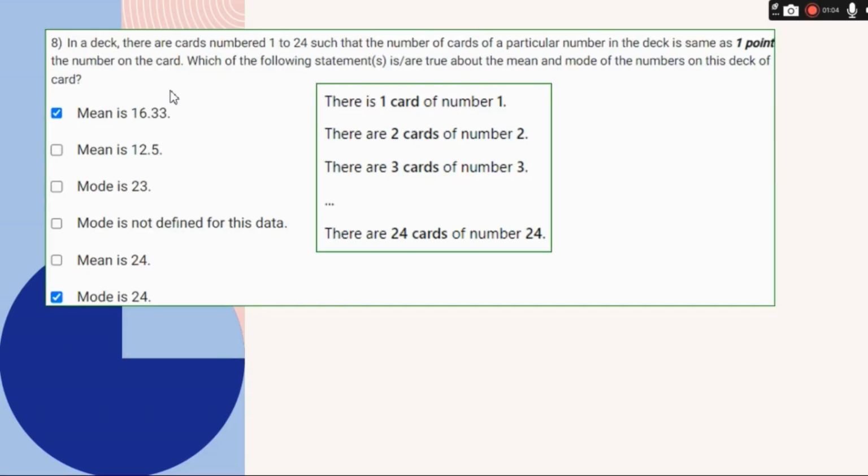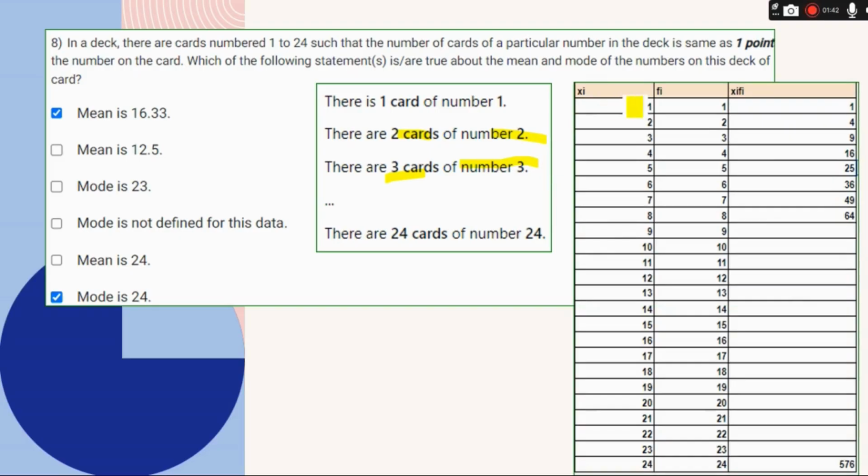So next question. In a deck, there are cards numbered 1 to 24 such that the number of cards of a particular number in the deck is the same as the number on the card. Which of the following statements are true about the mean and mode of the numbers in this deck of cards? Basically, there is 1 card with number 1, there are 2 cards with number 2, and there are 3 cards with number 3. So this will represent it perfectly.